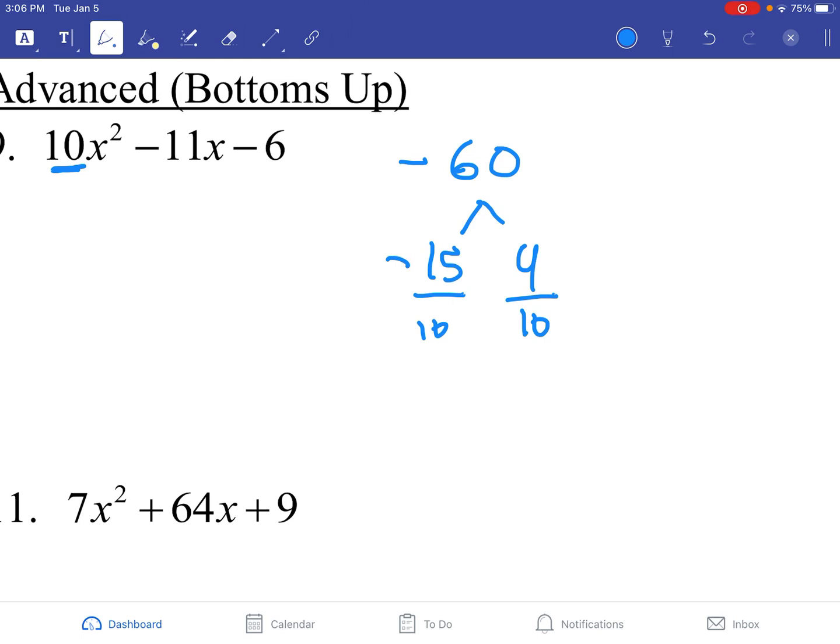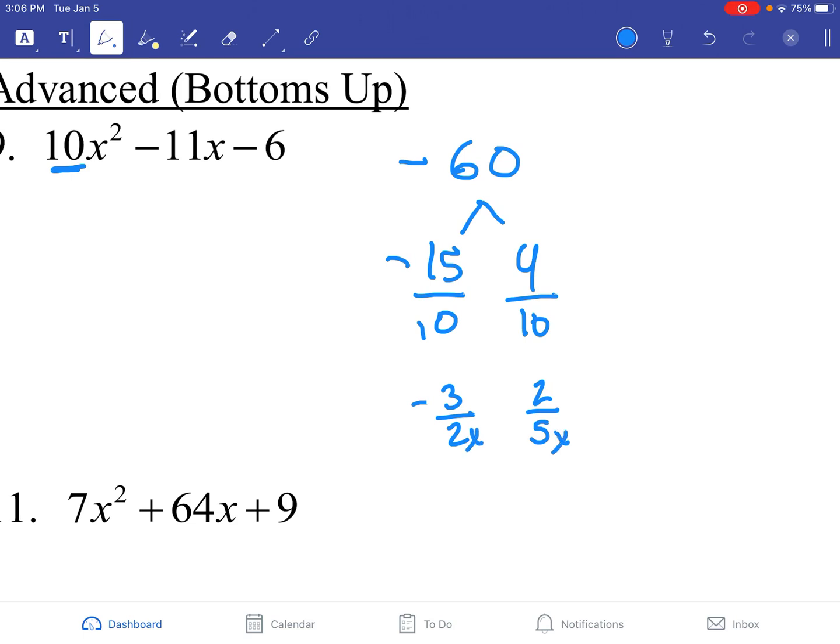Okay, and now what I'm going to do, I'm going to erase that 0 because it looks like a 6. There we go. Now I'm going to reduce these fractions. I have negative 15 over 10. If I reduce that by 5, I get negative 3 over 2. And then 4 over 10, if I reduce that by 2, I get 2 over 5. Okay, so all I did is reduce the fractions.